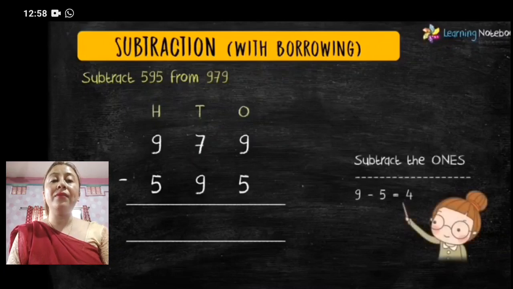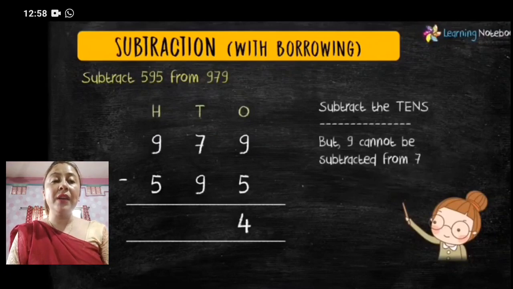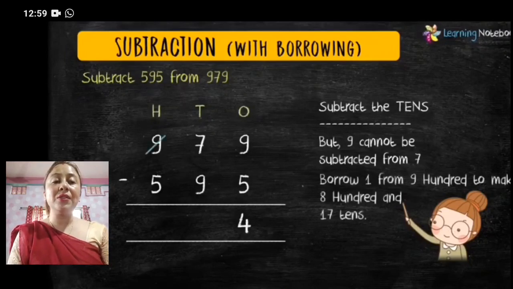595 from 979. So 9 minus 5, we know it's 4. That is the subtraction of ones. Now subtract the tens. But 9 cannot be subtracted from 7, right? Because 7 is less than 9. So we will borrow 1 from hundreds and we will make 17. So 9 minus 1, 9 will become 8 and 7 will become 17.